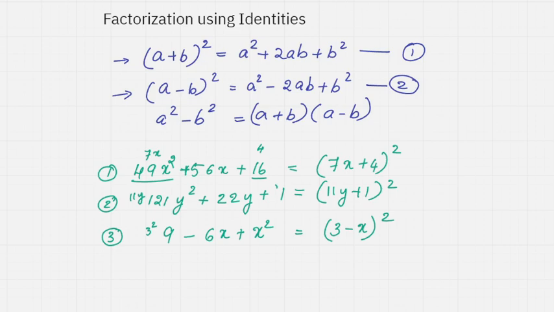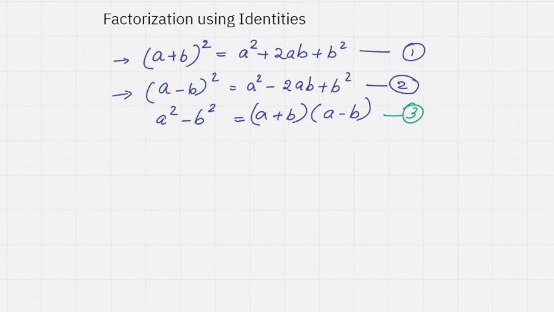Let's go with another identity, the third identity, that is a square minus b square, which is equal to a plus b into a minus b. How will the question appear if it is in the form of a square minus b square? Suppose your algebraic expression is in the form of a difference of squares. Two terms will be there and they will be in the form of a difference.